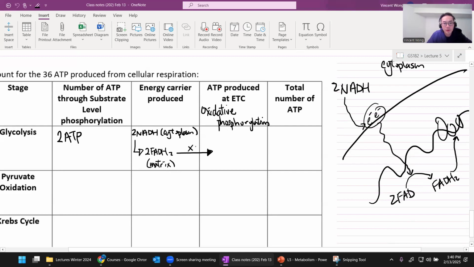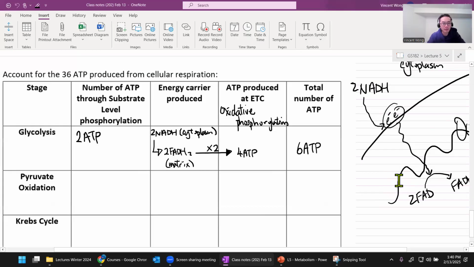and we will just multiply by 2. So that's 4 ATP, like that. So from glycolysis, collectively, we have 4 ATP plus 2 ATP, which will give you 6 ATP. Okay, try that for the next row. I'll give you a moment to figure it out.